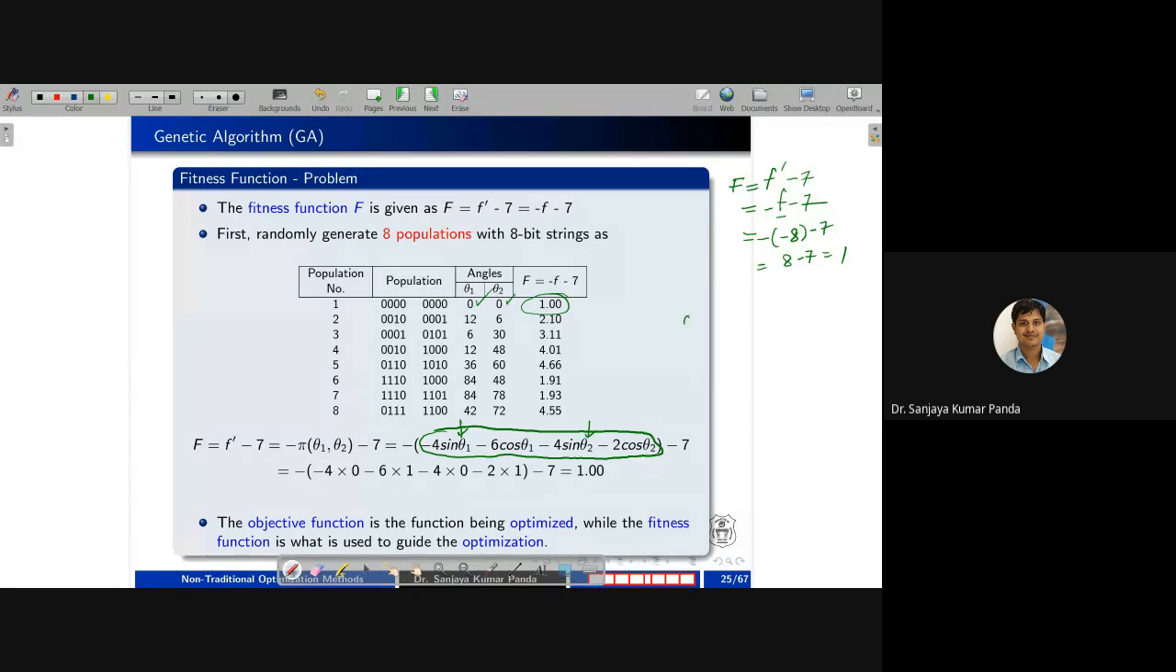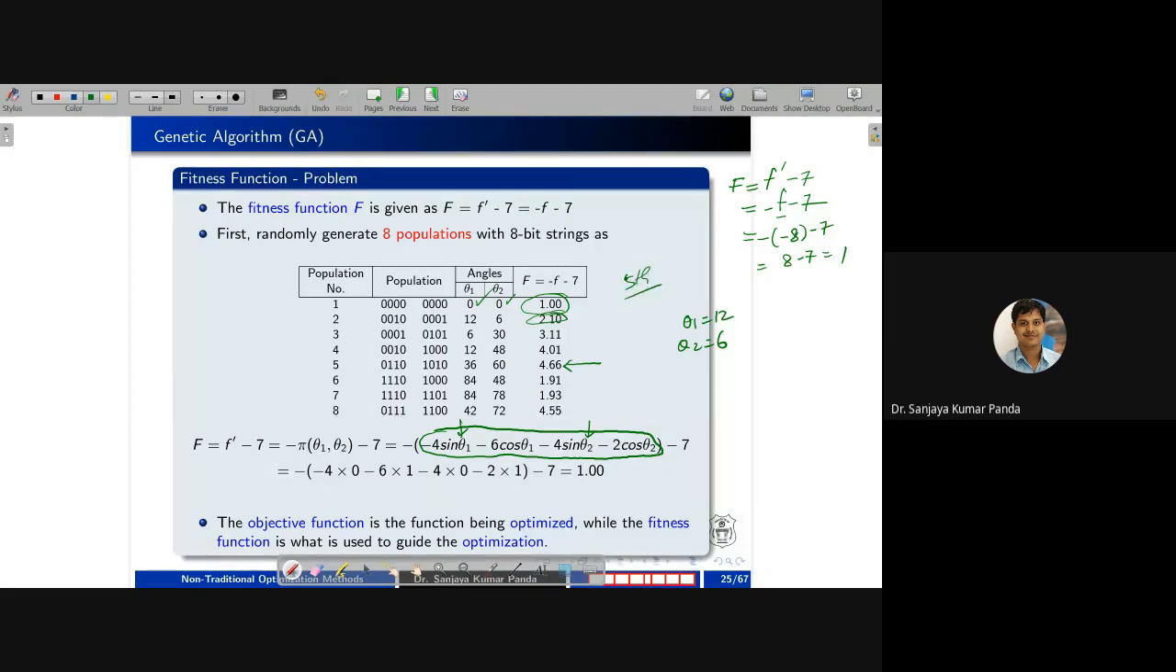Similarly, I can put theta 1 is equal to 12, theta 2 is equal to 6, then you will see the fitness value we are getting is 2.10. Now, if I'm solving a maximization problem, which value is better? You can see the highest value is better. The highest value is 4.66, so the fifth population is better.